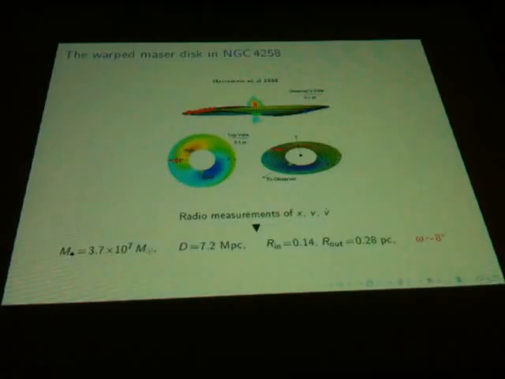It's, what was it, 8 megaparsecs away? I don't remember exactly. And this is a composite of a model and the observation. This is the radio image of the central engine. The red and blue dots are points of maser emission observed in the radio, and they are fitted by a dynamical model for a disk, which turns out to have a warp of about 8 degrees on the scale from the inner tip to the outer tip of the maser region, which, when translated to physical distances at 7.2 megaparsec, lies between 0.14 and 0.28 parsecs.